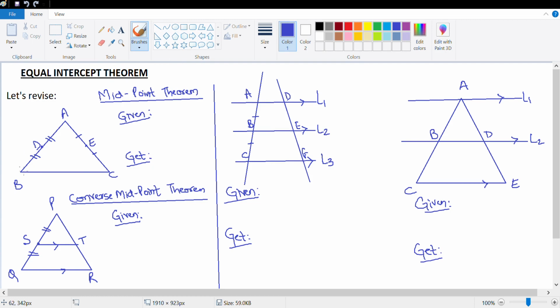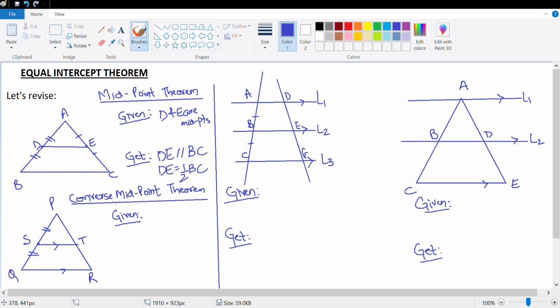So in this triangle ABC, if D and E are the midpoints, and I join the line DE, then what I get is DE will be parallel to BC, and DE will be equal to half BC. What was given was that D and E are midpoints. So this is my midpoint theorem. If D and E are midpoints of any two sides of a triangle, the line joining these two midpoints will be parallel to the third side and will be half the third side.